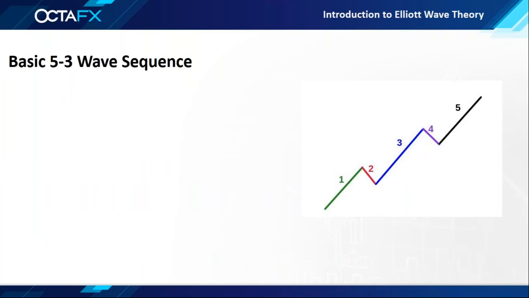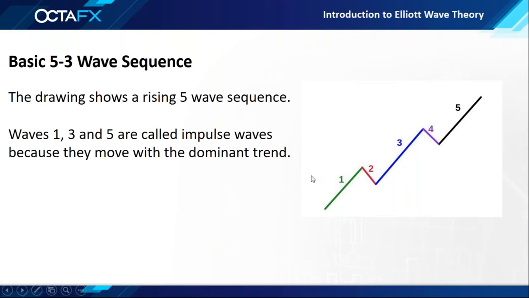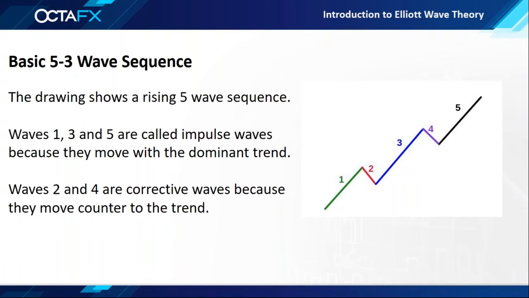So let's look at the basic 5-3 wave sequence, which forms the basis of the Elliott Wave Theory. Here to the right, we can see a 5-wave sequence. Waves 1, 3, and 5 are called impulse waves because they move with the dominant trend. So here we see waves 1, 3, and 5 moving upwards. In the case of a downtrend, it would just be the inverse. Waves 2 and 4 are corrective waves because they move counter to the trend. So this is the first part of the 5-3 wave sequence. We can see this has 5 parts.